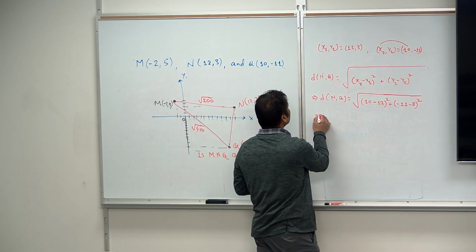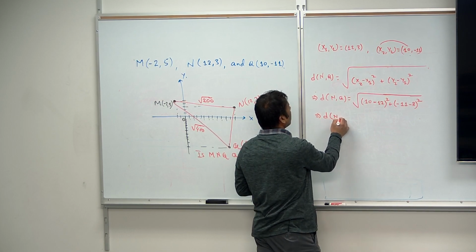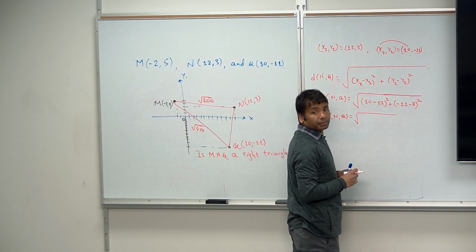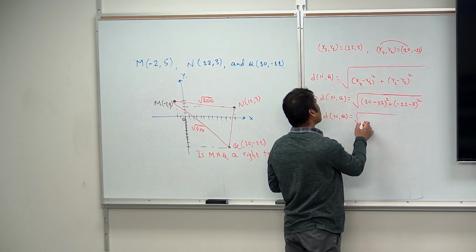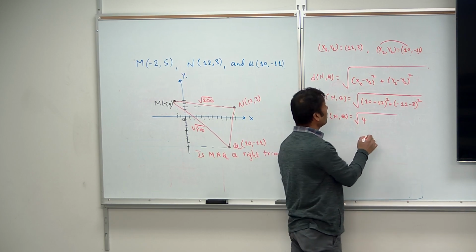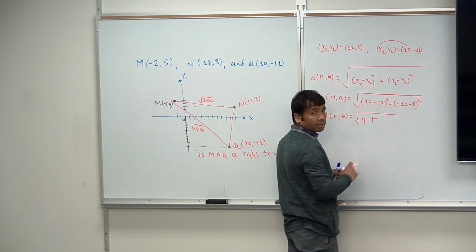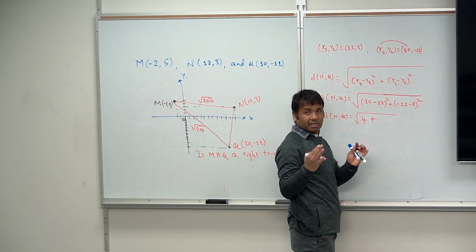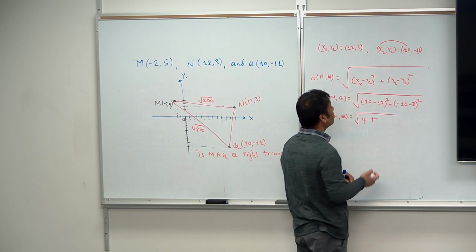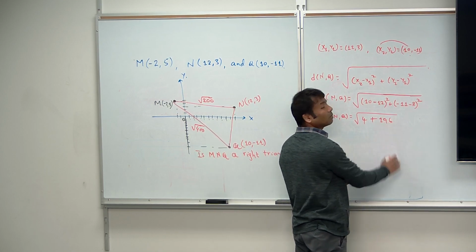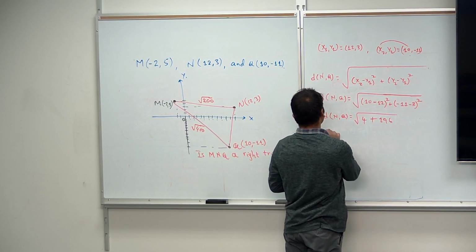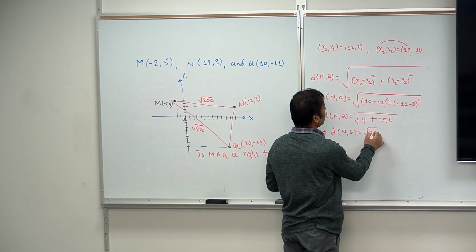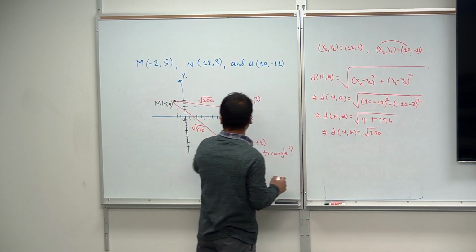So now the distance between N and Q is going to be the radical. What is 10 minus 12? Negative 2 squared. This is 4, right? And plus negative 11 minus 3, which is negative 14, and negative 14 squared is 196, right? So now you see that NQ is equal to radical 200. So this is radical 200 units.